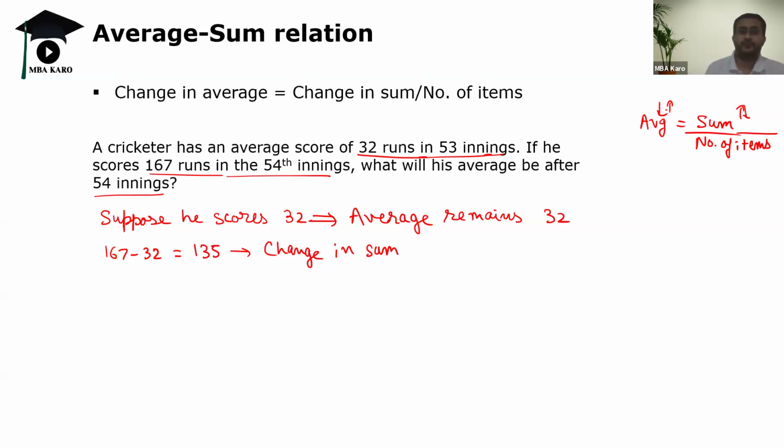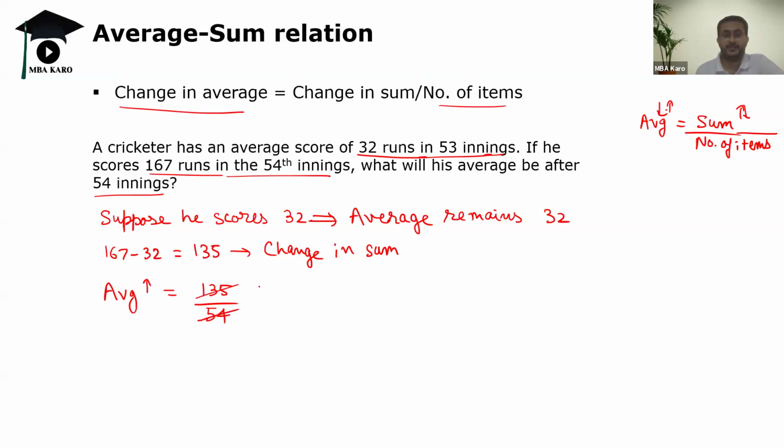And if you have to find the change in average, and he's scoring extra runs, so average will go up, is equal to 135 upon number of innings. Number of items there is number of innings. How many innings has he played now? So previously it was 53 innings. Now he has played 54 innings.